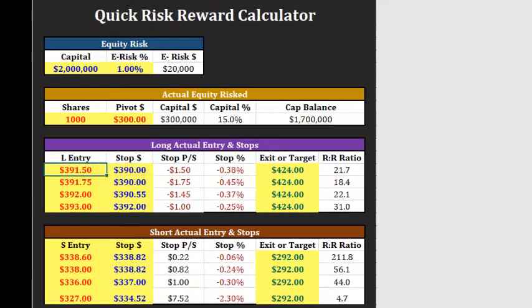The risk-reward calculator will calculate your risk-reward ratio for long or short trades. Maybe you scaled into this position. Maybe you didn't get all your shares right away. You put the entry price, your stop price. It'll show you what your per share stop is, as well as what the percentage is for that stop. The next thing you enter is your exit or your profit target, and it will automatically calculate the risk-reward ratio. It does the same with shorts down here.